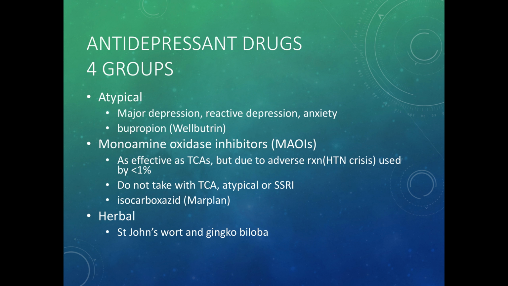Now, another class of medications called MAO inhibitors is rarely used. There's one called isocarboxazid or Marplan. The problem is that they can be as effective as tricyclics, but because of the adverse reactions, they can cause hypertensive crisis. They are used in less than 1% of cases. I've actually never used MAO inhibitors because they interact with every other medication that patients are taking. So it's just an FYI. I don't think we're going to ask you questions about MAO inhibitors.